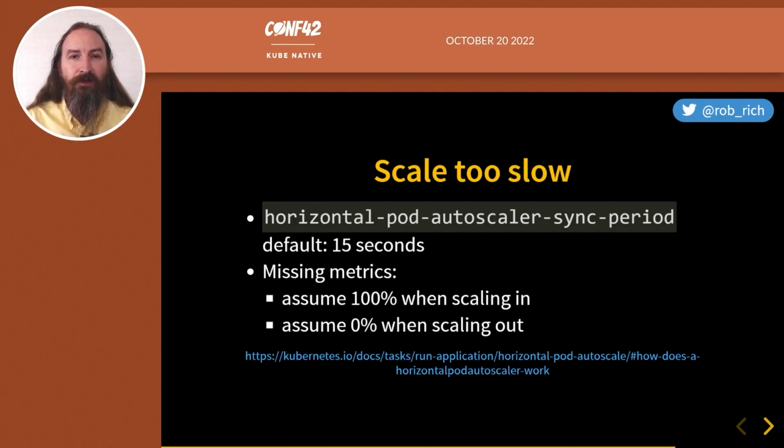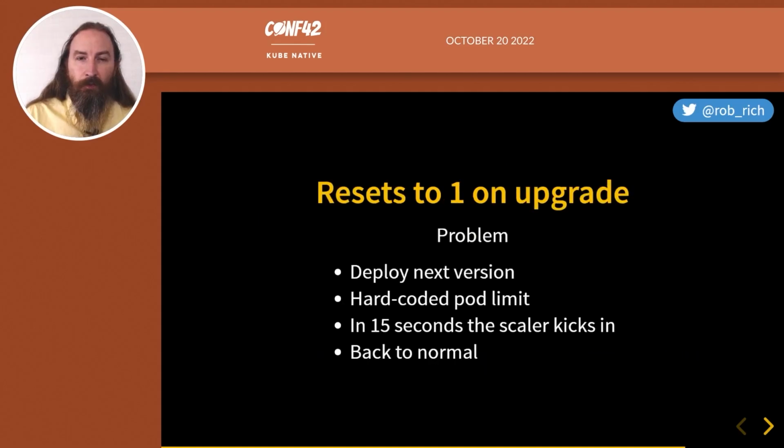So if it takes a long time for our pods to be able to surface these metrics, then we may notice that the Kubernetes autoscaler won't take action. What if when we deploy a new version, it always resets to one pod and then scales back up?